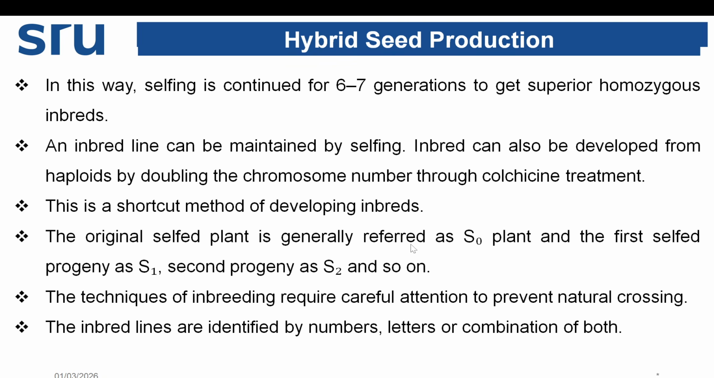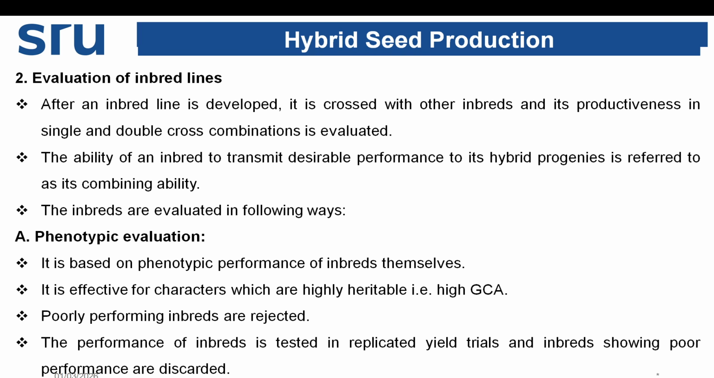The original selfed plant is generally referred to as S0, the first selfed progeny as S1, the second as S2 and so on. The techniques of inbreeding require careful attention to prevent natural crossing. The inbred lines are identified by numbers, letters, or a combination of both. So for development of inbreds, either go for selfing or go for colchicine treatment for doubling of the chromosomes.